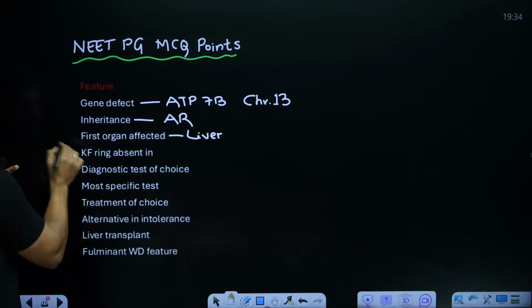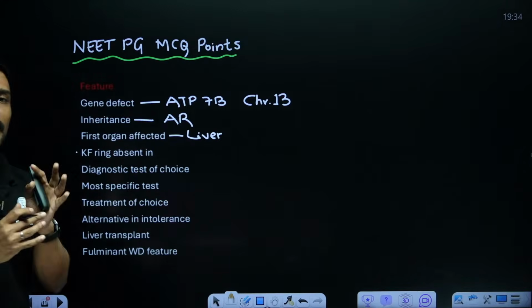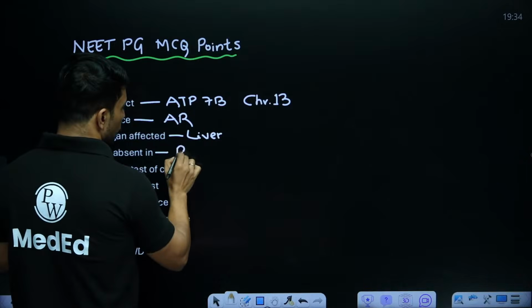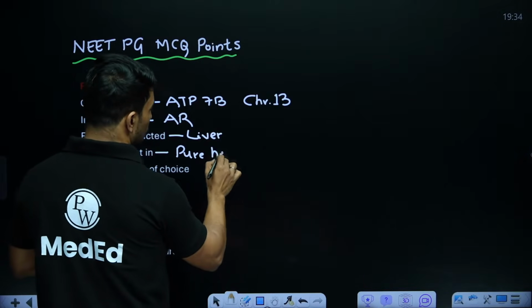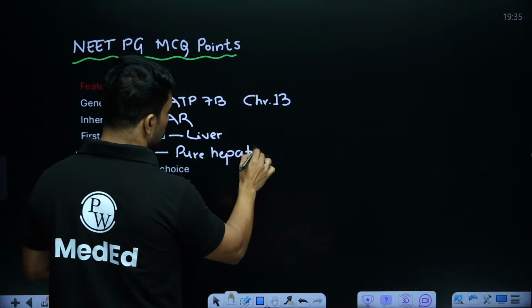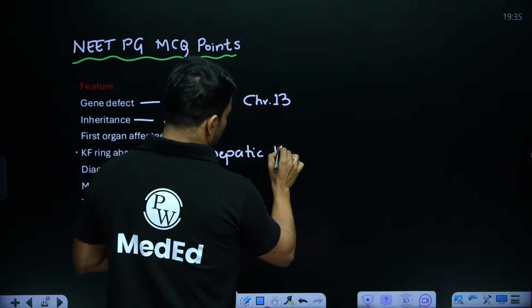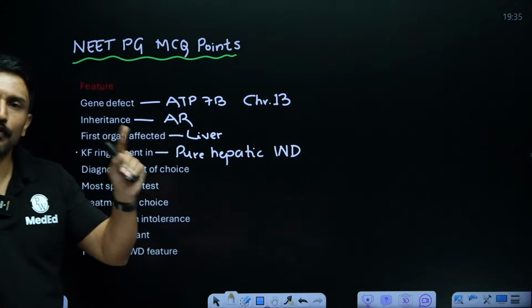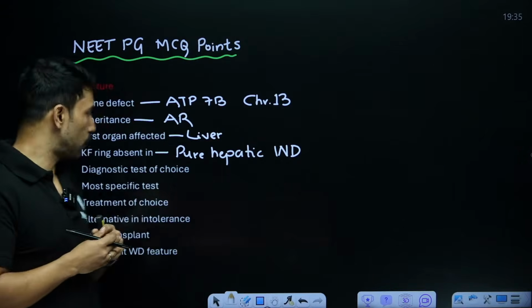One of the MCQ I had noticed is KF ring may be absent in Wilson disease. When? If it is pure hepatic Wilson disease, means there is no neurological involvement, then KF ring is usually going to be absent. So KF ring kind of correlates with the neurological involvement. Okay.